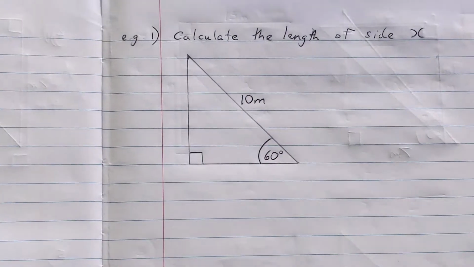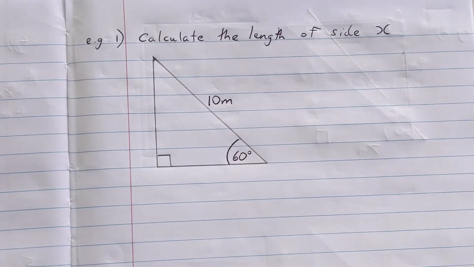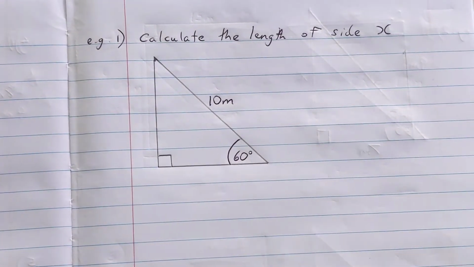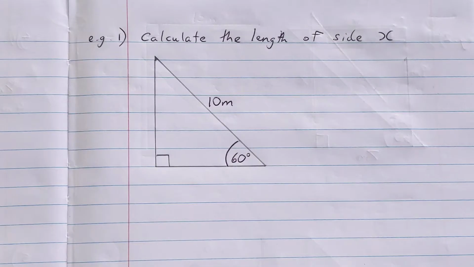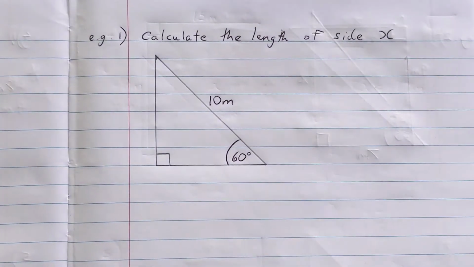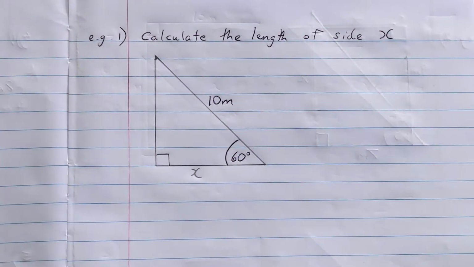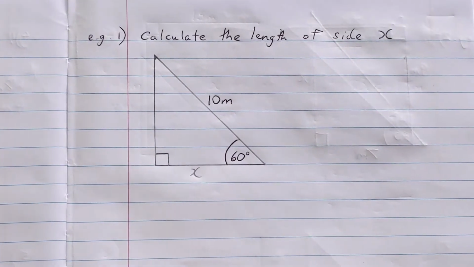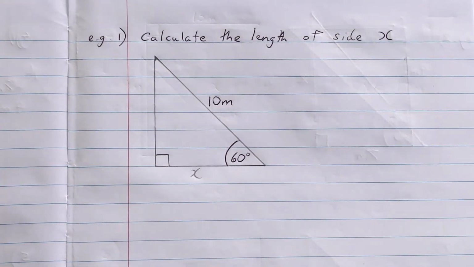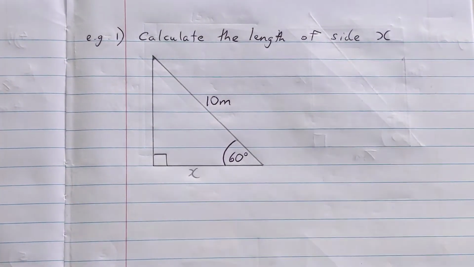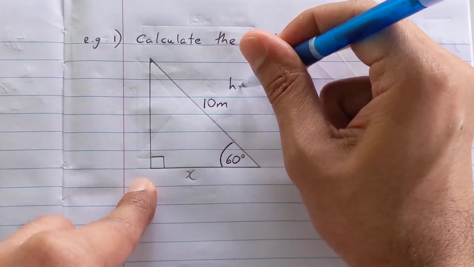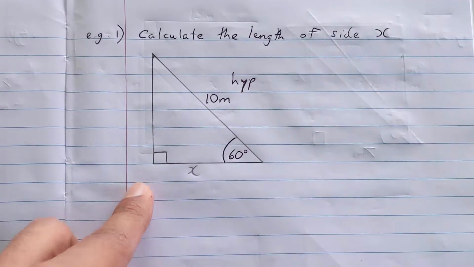Let me look at the example because the example should explain it a little better. I want to calculate the length of side x, right? Sorry, I didn't put in which side x was. This is x in this one, sorry about that. So the first thing I have to do, just like with Pythagoras' theorem, which is the other rule that only works for right angle triangles, I need to label my sides. So opposite the 90, this is the hypotenuse. That's the easiest side to label.